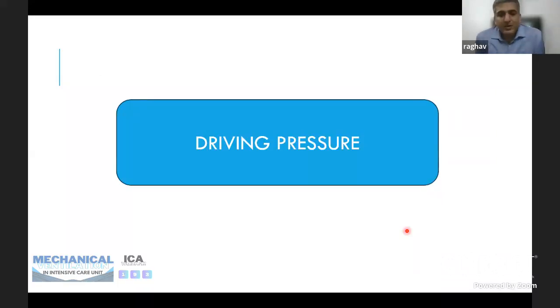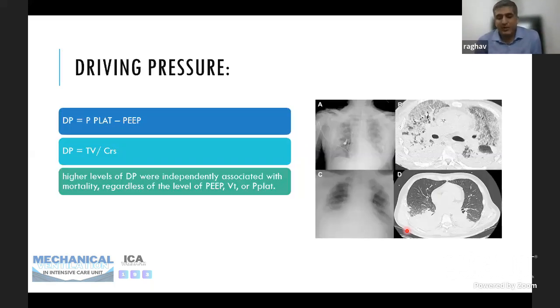So we have learned about setting optimal PEEP and recruitment pressures. Now I will talk a bit about driving pressures. So what is driving pressure? Driving pressure is the pressure required to inflate the lung to provide the tidal volume. In a patient on controlled mechanical ventilation, it is given by the plateau pressure minus the PEEP.